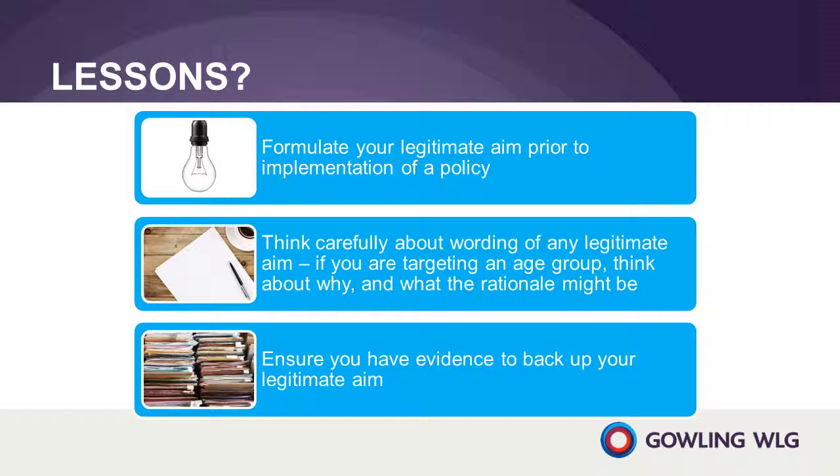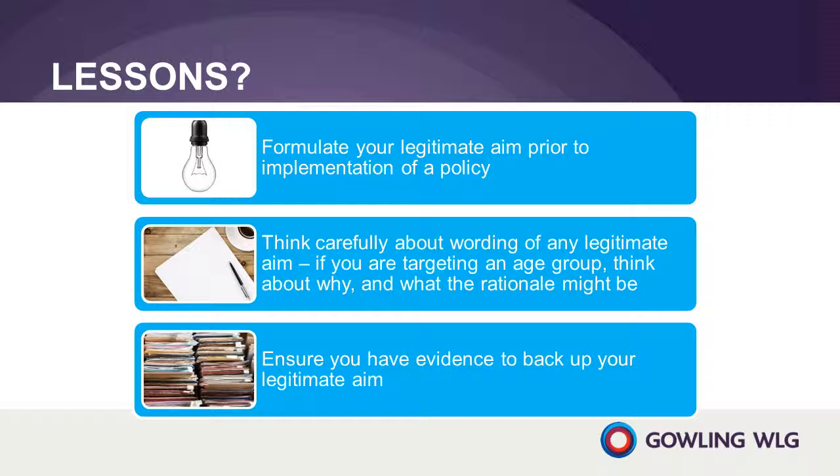So what lessons can we learn from all of this? Well, one which we suggest is formulate your legitimate aim prior to implementation of a policy so that you've really thought it through and so that it can be legitimately rationalised. Don't just link it to the age of a worker, because that is a shortcut, but it's not one that is without significant risk. Think carefully about the wording of any legitimate aim. And if you are targeting a particular age group, think about why. And then finally, ensure you have a lot of evidence to back up your aim, because the courts will look behind it.